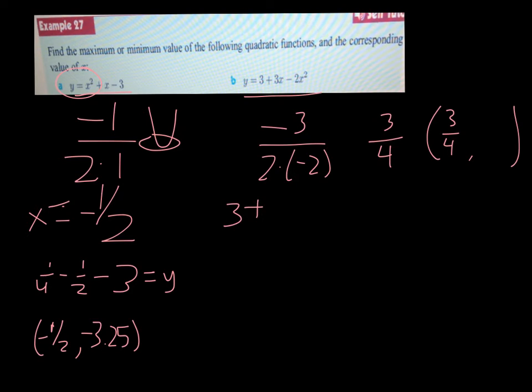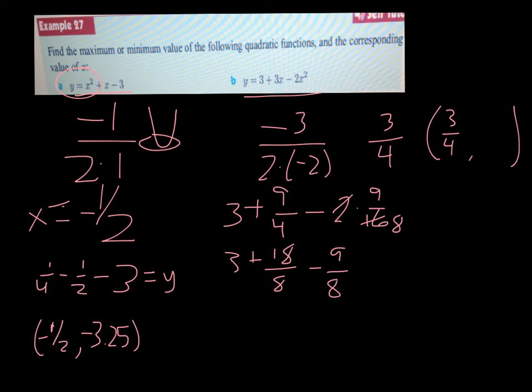So 3/4 in for 3x would be 9/4 minus 2 times 3/4 squared would be 9/16. The 2 cancels. Okay, so we have 3 plus 18 over 8. Next time I'm going to bring a calculator with me when I do these. Minus our 9 over 8. 18 minus 9 is, of course, 9. So 3 plus 9 over 8. 3 plus 9 over 8 would be 4.125. Again, good chance I made a mistake somewhere in there. You can check that later.